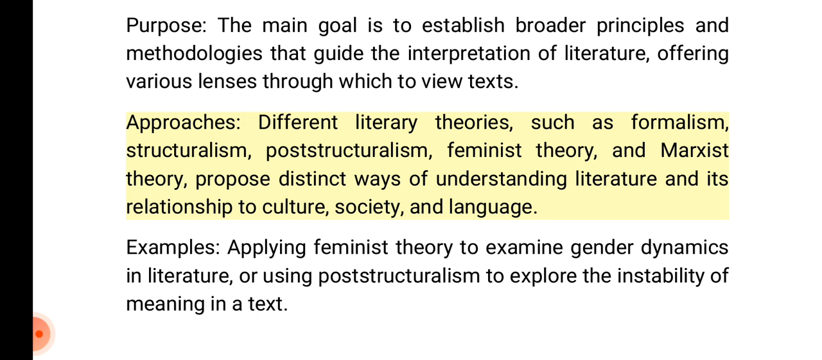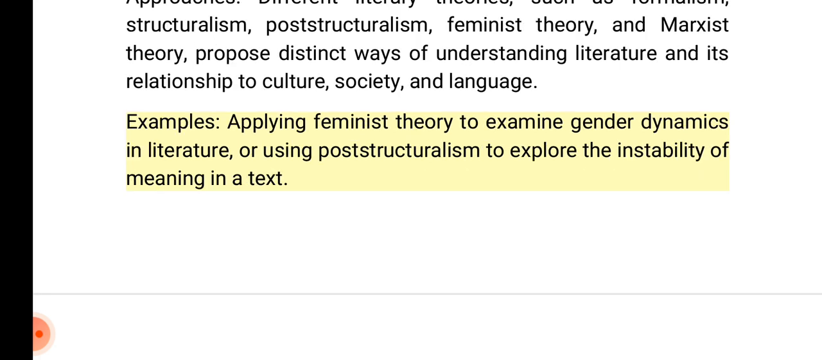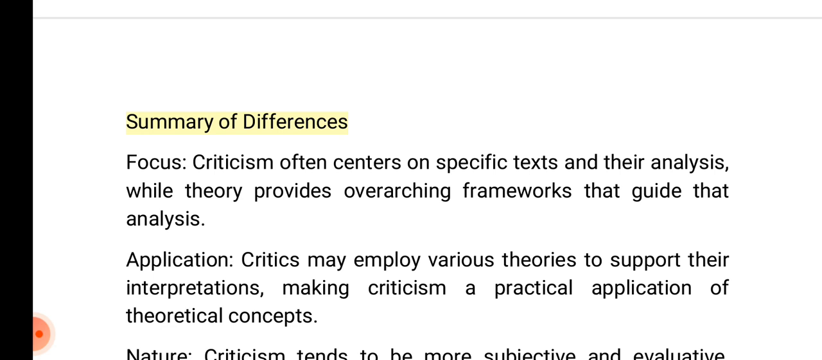Approaches. Different literary theories, such as formalism, structuralism, post-structuralism, feminist theory, and Marxist theory, propose distinct ways of understanding literature and its relationship to culture, society, and language. Examples. Applying feminist theory to examine gender dynamics in literature, or using post-structuralism to explore the instability of meaning in a text.